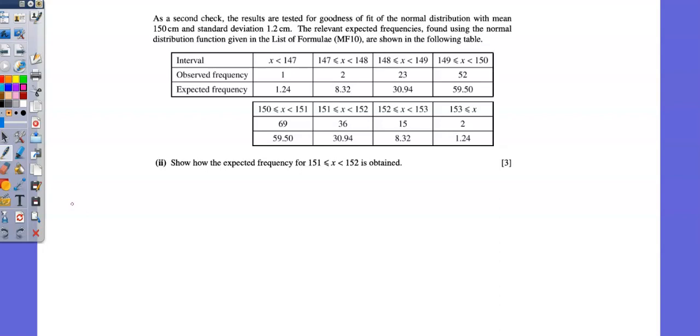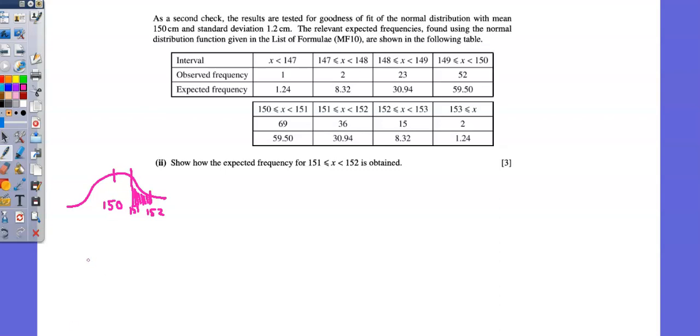I'm going to sketch a curve that represents what it is that I'm looking for probability-wise. This isn't a part of the requirements, but it helps me to conceptualize. The mean given is 150, and we're looking for the range 151 to 152. And this shaded region represents the probability that relates to what we're looking for.